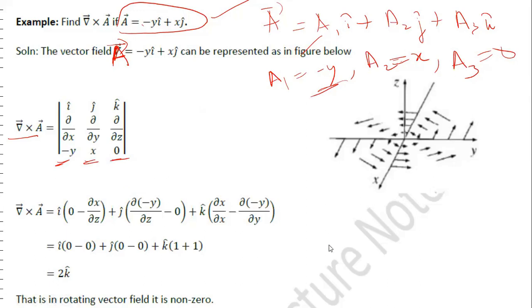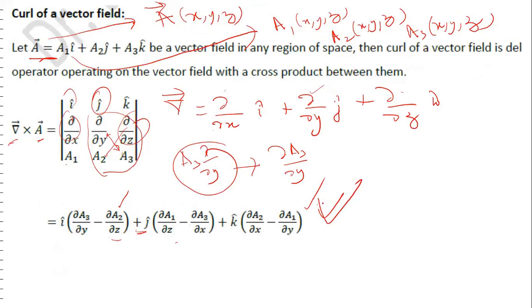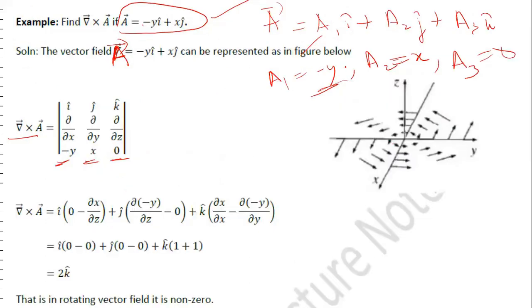If you use the curl formula that I have written down here, by taking A1 as minus y, A2 as x and A3 as 0, then if you calculate it correctly, the differentiation of x with respect to z is 0. Why is that? x is the coordinate variable along the x-axis, z is the coordinate variable along the z-axis. x is an independent coordinate variable, z is also an independent coordinate variable. So z does not depend on x, and x does not depend on z. So the derivative here is 0.